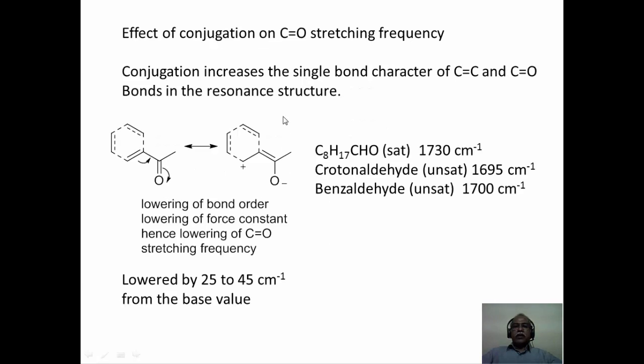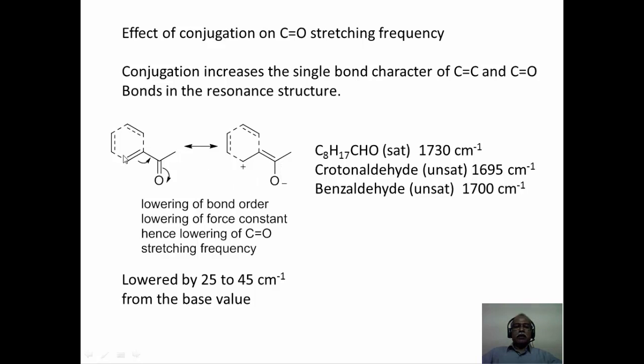Now the effect of conjugation on the carbonyl stretching frequency is discussed in this slide. Conjugation increases the single bond character. You can see from the resonance structure written here, in an alpha-beta unsaturated carbonyl functional group, this carbon-oxygen double bond is no longer a double bond. It becomes a single bond in this canonical structure. So the actual bond order is less than 2 but more than 1. If that is the case, the stretching frequency should decrease because the force constant should decrease in the conjugated carbonyl functional group.